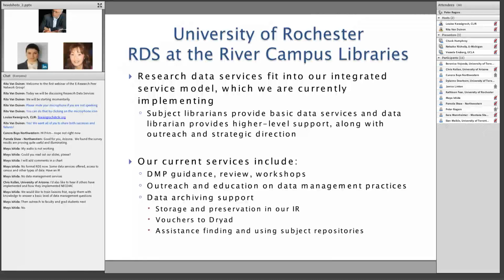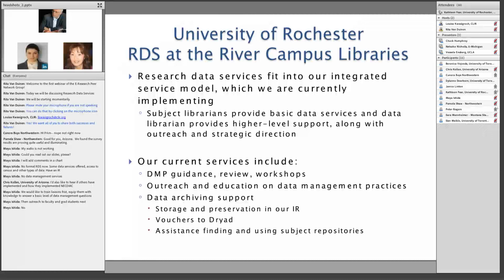So the services that we're currently offering, we've done quite a bit with guidance for data management planning, including implementing the DMP tool, offering review services and workshops, and those have had a pretty good response. We've also been doing outreach and education on data management practices generally, including documenting data. And we're also looking at ways to support people in doing data archiving.